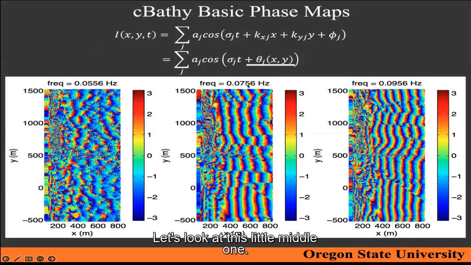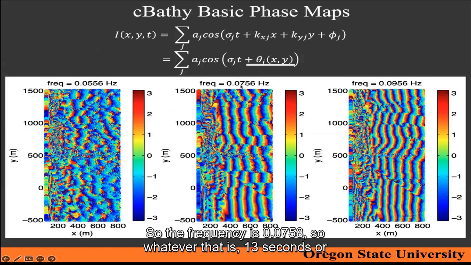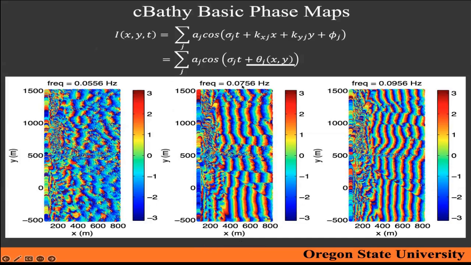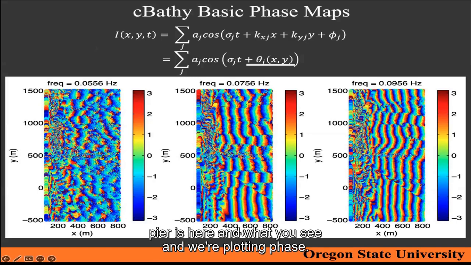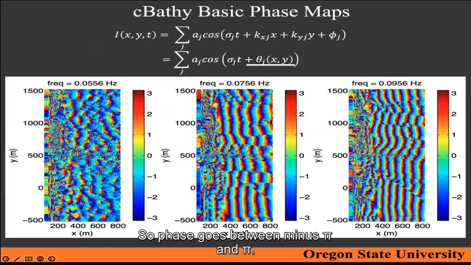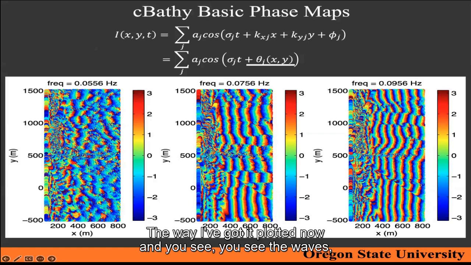Let's look at this little middle one. The frequency is 0.0758, whatever that is, 13 seconds or something, the inverse of that. So that's for that particular frequency band. It's a map. Here's X, that's the beach going offshore. Here's Y, the pier is here. And we're plotting phase. So phase goes between minus pi and pi, the way I've got it plotted now.